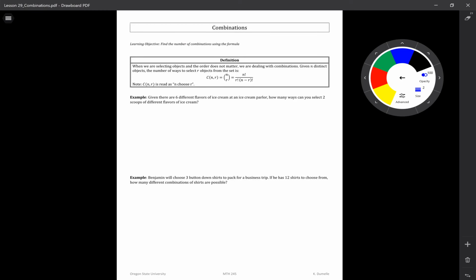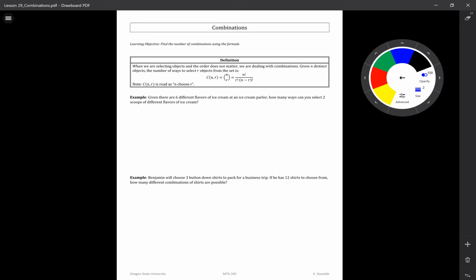All right, this is the second lesson of today, lesson number 29. So we've been talking about permutations, and now we are going to move on to something called combinations. A combination is kind of like a permutation, except when we're dealing with combinations, order does not matter. So 1, 2, 3 is the same as 2, 3, 1. As long as I have the same elements, the order does not matter in a combination.